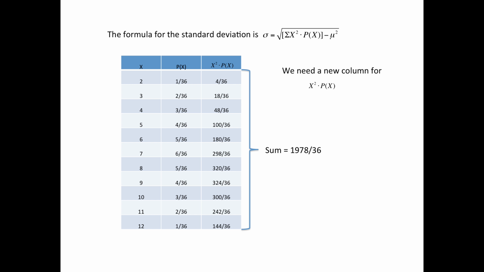So it turns out to be 1978 divided by 36. And I'm not going to get the decimal for that. I'm just going to put that right here in the formula. So the fraction 1978 over 36 goes right here. And then this is just going to be minus 7 squared. So you take the square root of the fraction minus 7 squared, and the standard deviation turns out to be 2.438.